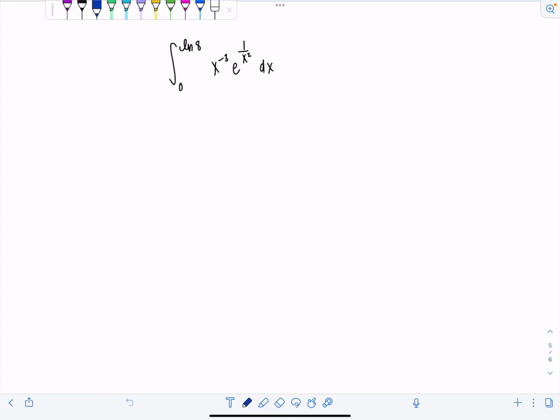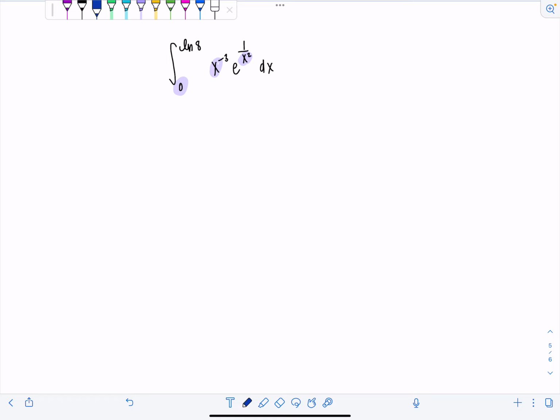Here's the integral of the day. We have the definite integral from 0 to ln of 8 of x to the negative third times e raised to the 1 over x squared dx. So take a second to think about it, but you should notice that this is an improper integral because the limits of integration are from 0 to natural log of 8, and we can see the integrand is not defined at 0.